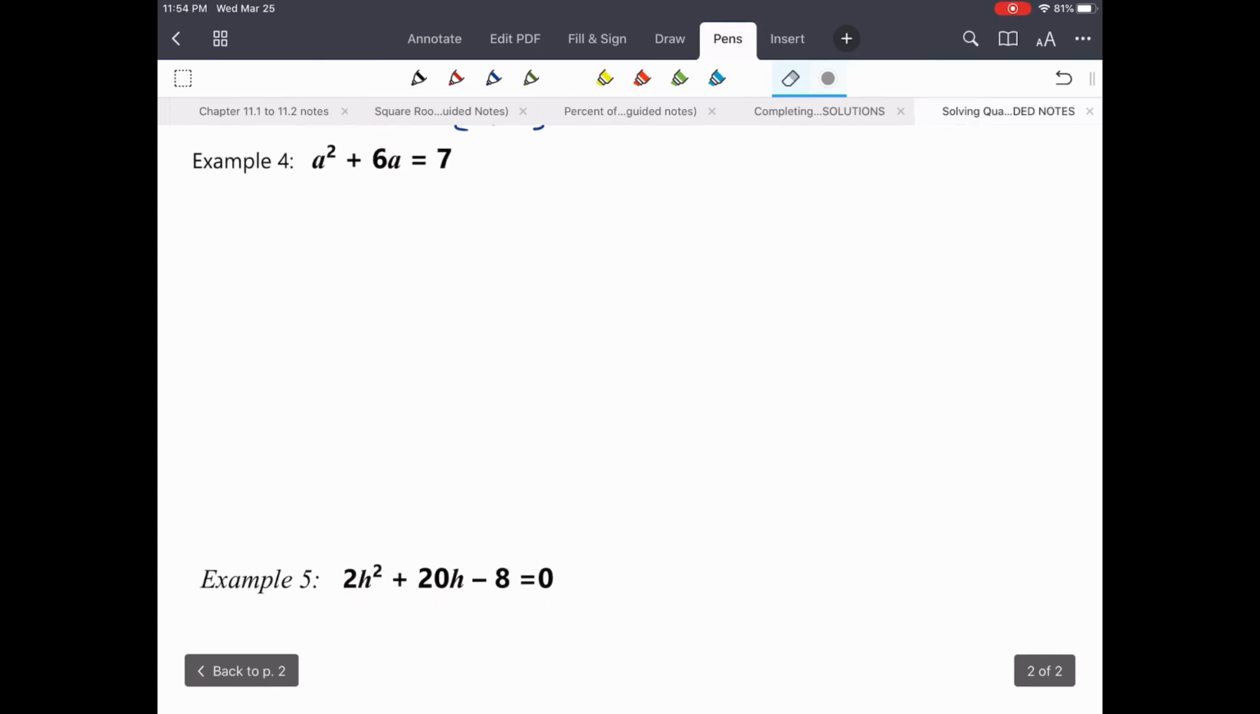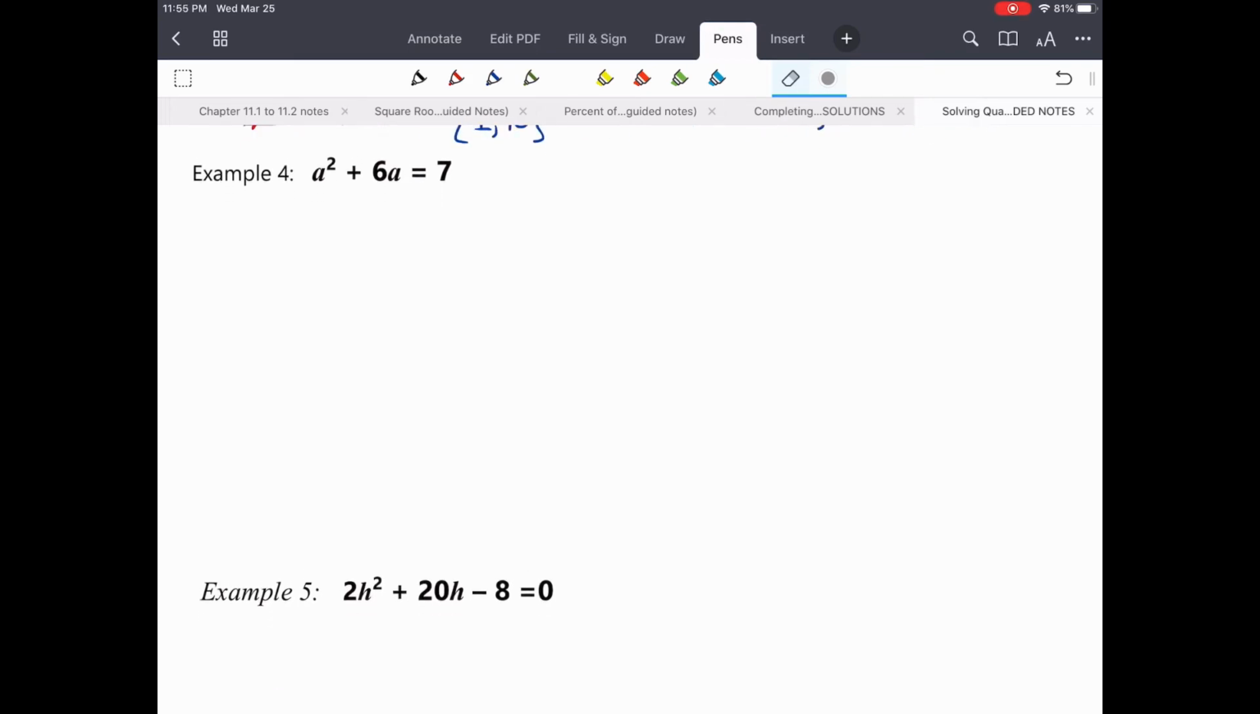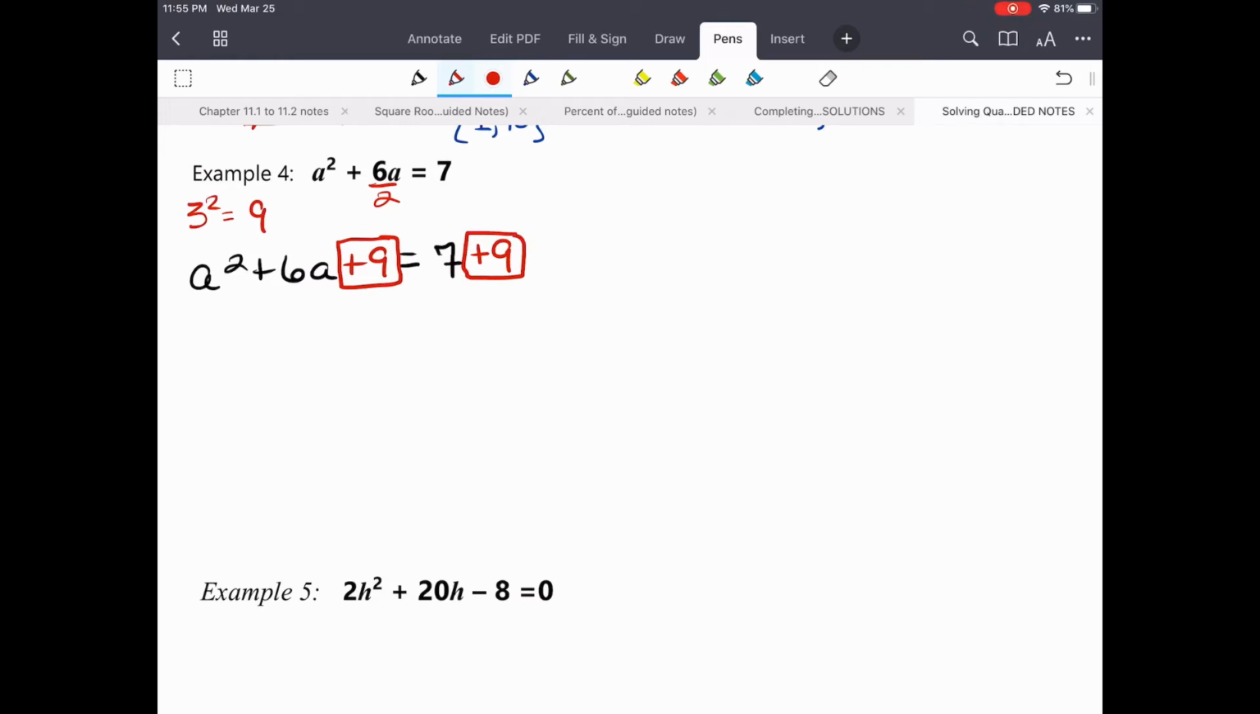So example 4, first step is going to be to take half of 6. Half of 6 is 3, and then 3 squared is 9. So I'm going to rewrite it. I've got a squared plus 6a plus 9 equals 7 plus 9. Notice how we added that to both sides.